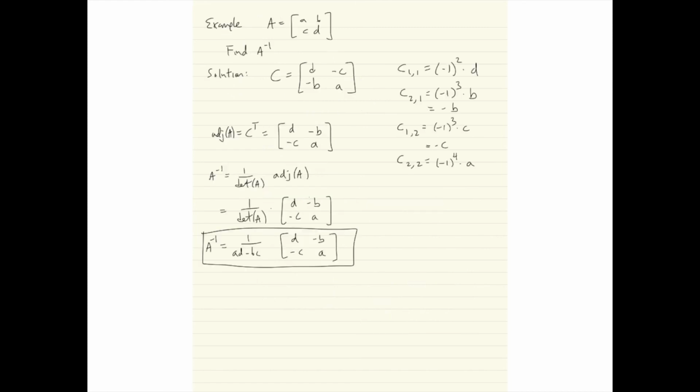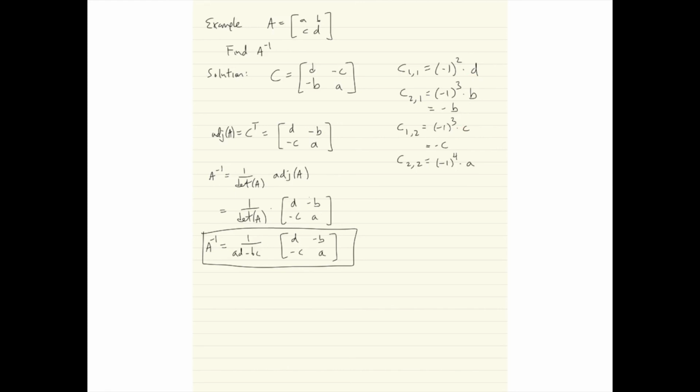Let's apply this to a simpler case of a 2 by 2 matrix. All right, well, the cofactor matrix is, well, the 1, 1 position: you take -1, raise it to the 1 plus 1, which is 2, and then take the determinant of what's left when you delete row 1, column 1. That's just a 1 by 1 matrix, and the determinant of a 1 by 1 matrix is that single entry, and so that's why we have D there.